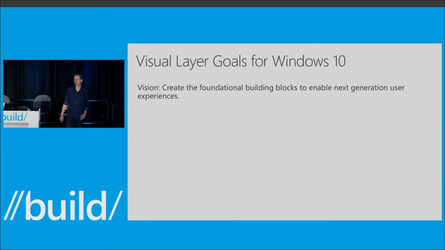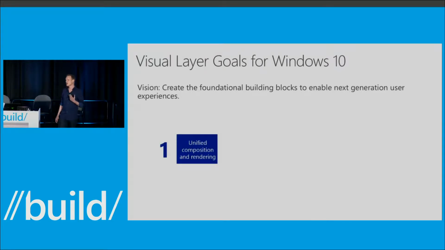So what were some of the goals that we started out with for Windows? Well, the real guiding light, and the thing that is going to take us multiple releases, but we're really aiming for in the composition team, is to enable the foundational building blocks for next-generation experiences, truly next-generation experiences. And there's really three key things we focused on for this release, for Windows 10. The first is a unified composition and rendering engine, and I'll explain why that's important in a sec.